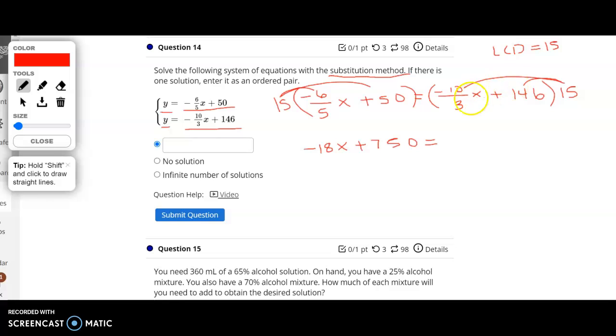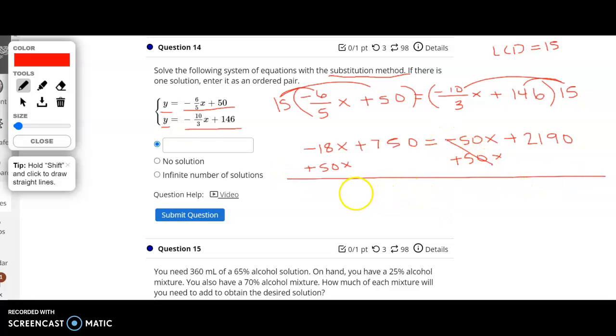Equals, when we times this, the 3's cancel, so we'll have 5 times negative 10x, or negative 50x, plus, this is where it's going to get big, 146 times 15 is 2,190. So this is the part where you decide, is that really worth it? Maybe not, but we're going. Okay, we're going to get our x terms on the same side, so those cancel out. I'm going to get a 32x plus 750 equals 2,190. We'll subtract 750 from each side, so we're just solving it.